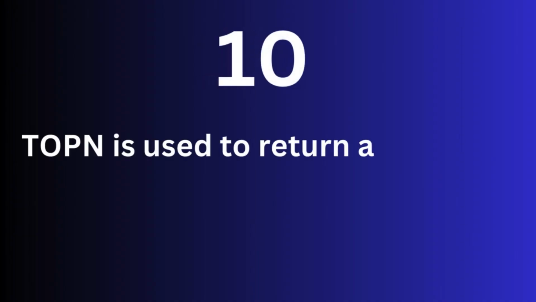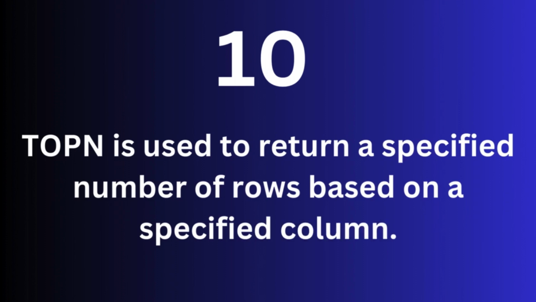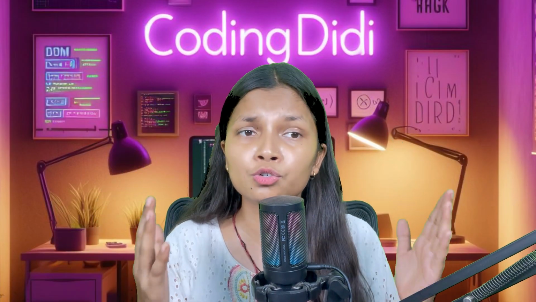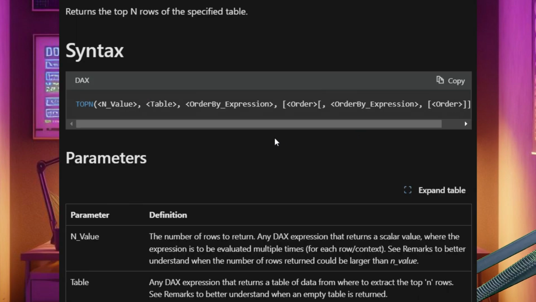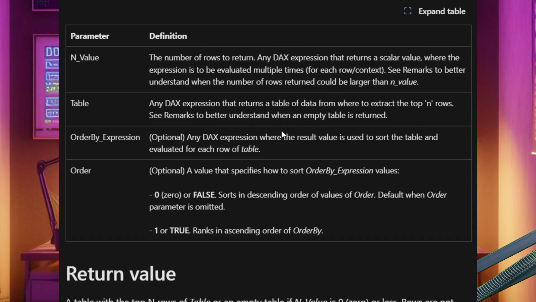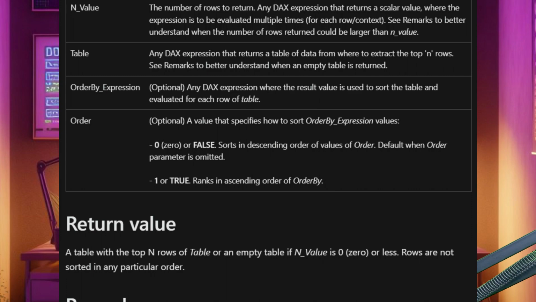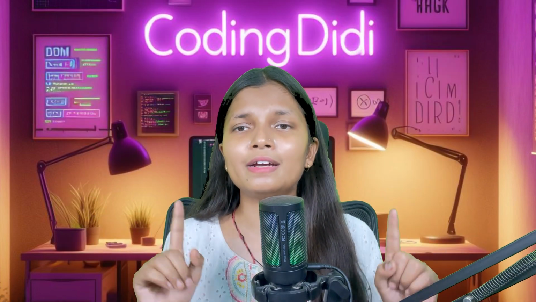Then you also have to learn about top n, because every time in interviews they will also ask you about the top, highest, lowest, these kinds of questions. So the top n function will return the specified number of rows based on the specified column. So this is how you have to cover your DAX journey.